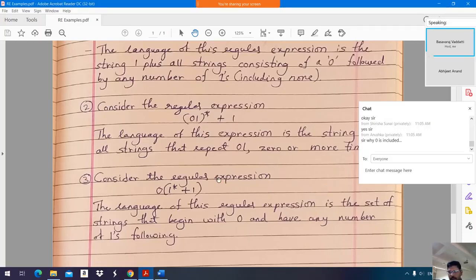0 is included here because the regular expression consists of 0, after that parenthesis, within parenthesis 1 star plus 1. Anushka, is it clear why 0 is there? Here 0, then within parenthesis 1 star plus 1. Therefore, the set of strings begin with a 0, then any number of ones. Is it right? Any doubts here, please?